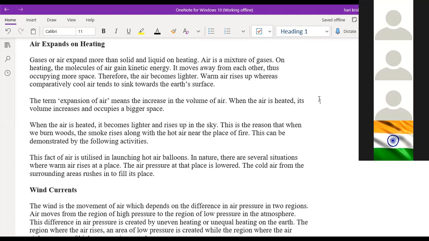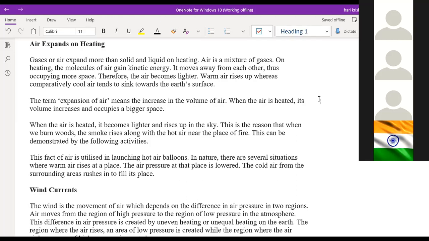So when you're heating the gaseous particles, the particles present inside the gas will get the kinetic energy. So they will gain the kinetic energy and move at faster speed. So they move away from each other, thus occupying more space. So when you're heating the air, the same amount of gas will occupy more space. Whenever it is occupying more space, it becomes lighter in weight, right? The air becomes lighter in weight. Whenever it becomes lighter in weight, it will rise up easily.